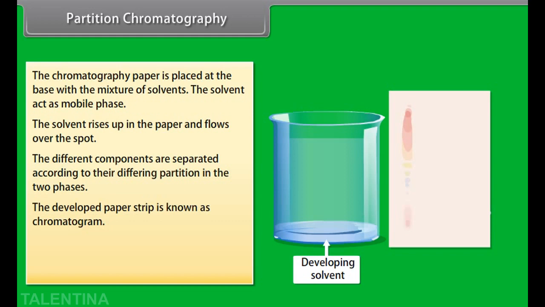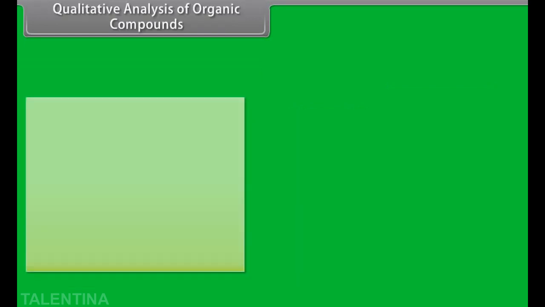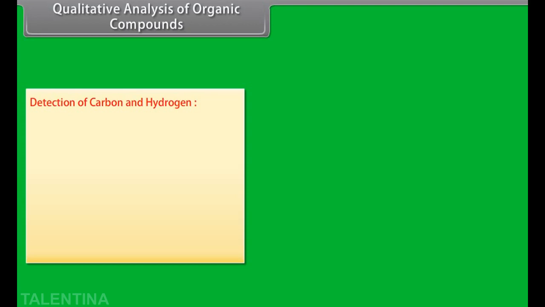The developed paper strip is known as a chromatogram. The colorless compounds may be observed either under UV light or by the use of an appropriate spray reagent. Qualitative analysis of organic compounds. Detection of carbon and hydrogen.